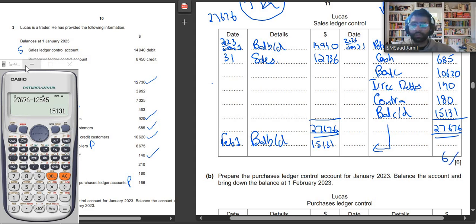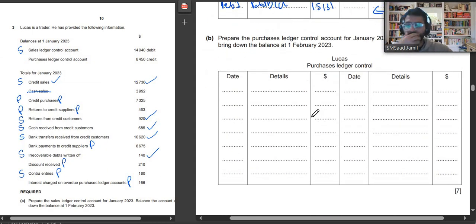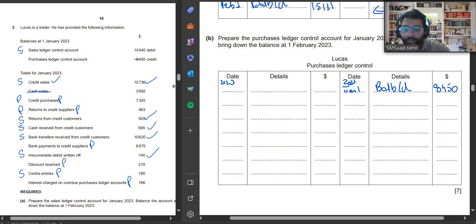Nothing difficult, honestly. Okay. Now, let's make the purchases ledger control account. We have purchases, the debit balance is given. So let me write 2023 over here. We have Jan first, balance b/d. How much is balance b/d? 8,450. Okay, we are done with this. Cross it out. Then it says credit purchases.